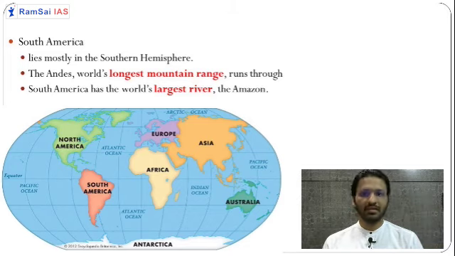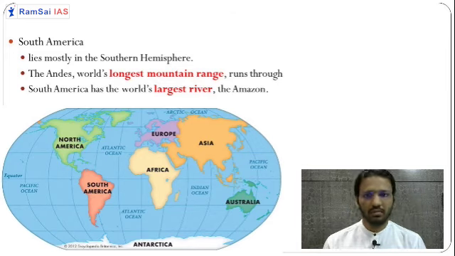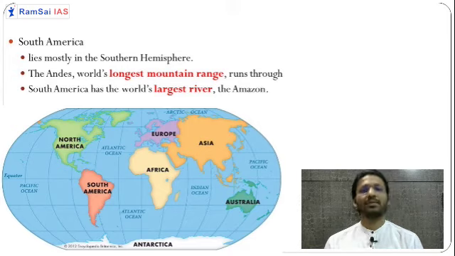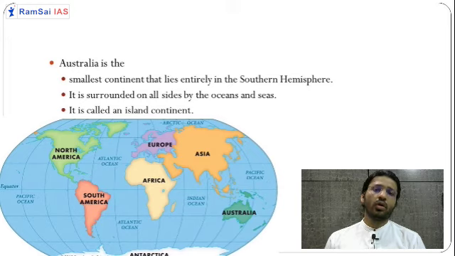But not Tropic of Cancer. Only Africa is the continent where all three important latitudes are passing through. Okay. Now, the next important continent is Australia.